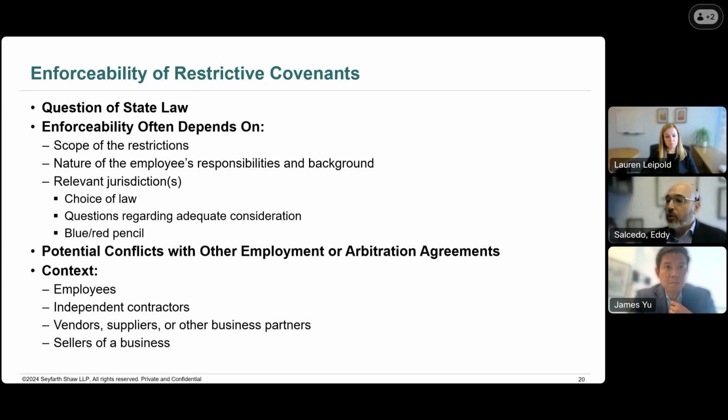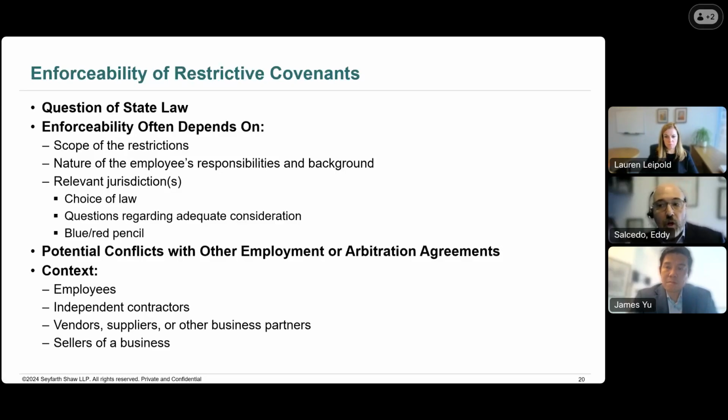So you've got your agreements in place, or you're drafting your agreements, your attorney's drafting your agreements. Is it going to be enforceable? Is it going to work? When it comes to trade secrets, a lot of this comes down to state-specific law. There is some uniform law, but most of it comes down to being state-specific.